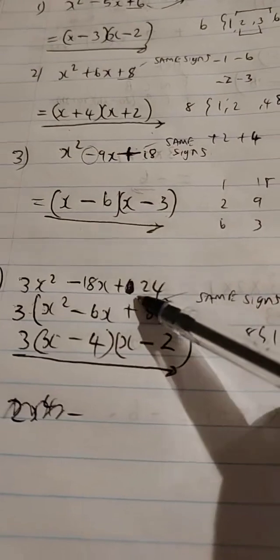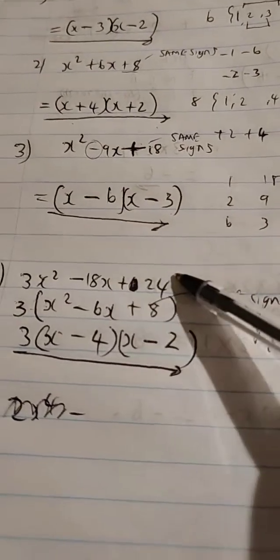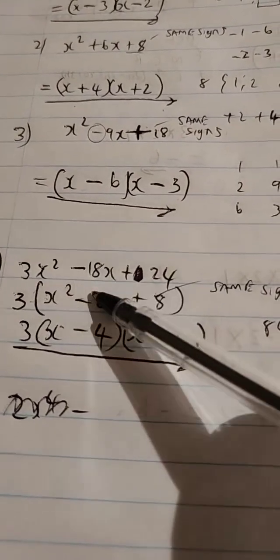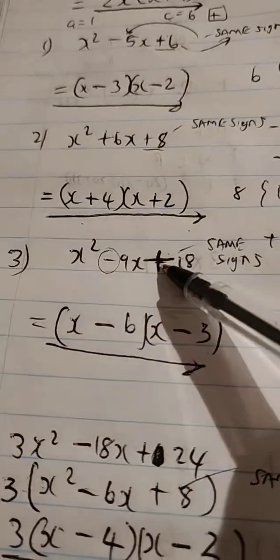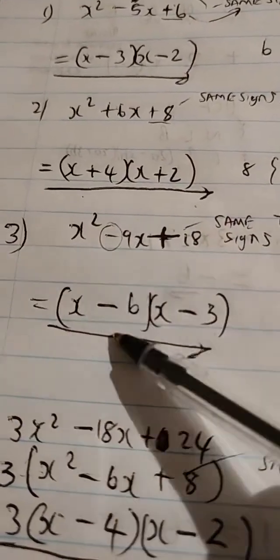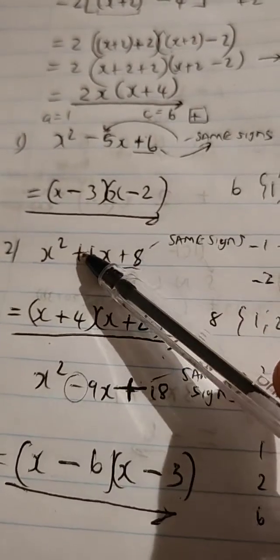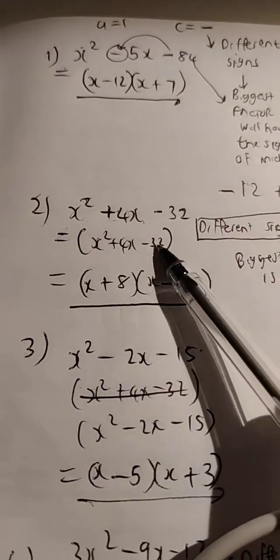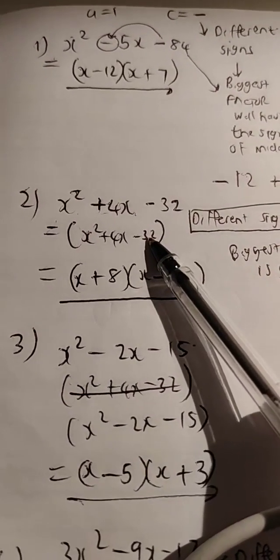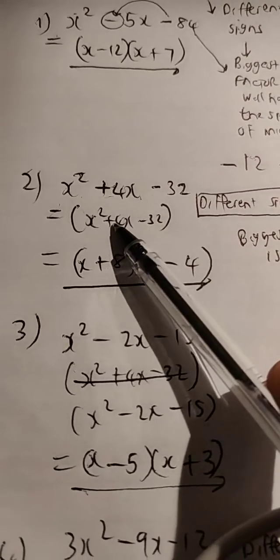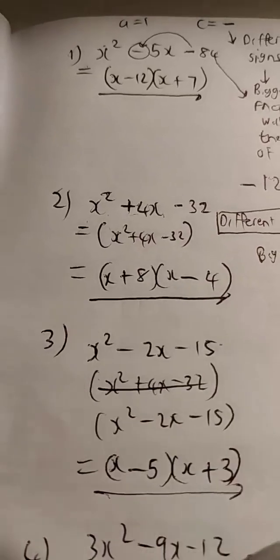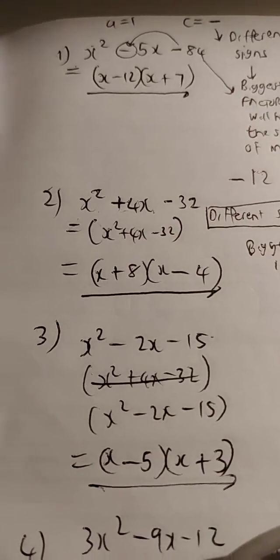Let's get that down. But if this constant is positive, that means same signs according to the sign of the middle term. So that's why it's negative, negative. Same signs according to the sign of the middle, negative, negative. Same signs according to the sign of the middle, positive, positive. But different signs, the biggest factor of 32 will have the sign of the middle term. So the 8 and the 4, the 8 has the positive sign. You see?